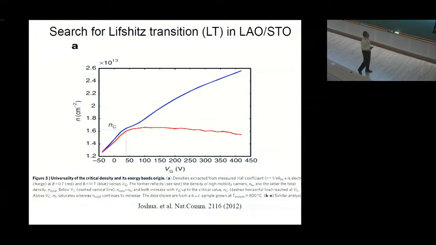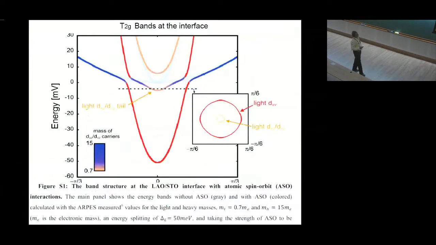So now coming back here, what we did is that we took this 3-band model, put all the superconductivities and everything in it, and then we tried to look for the signatures of this Lifshitz transition in physical quantities.